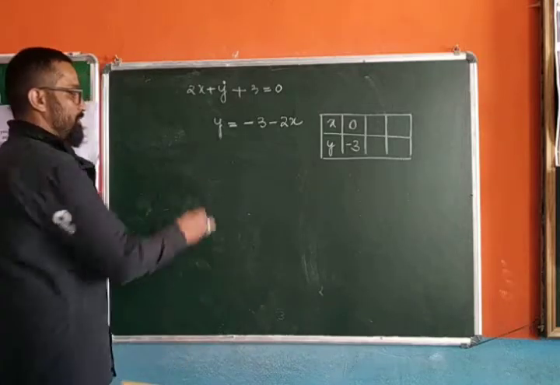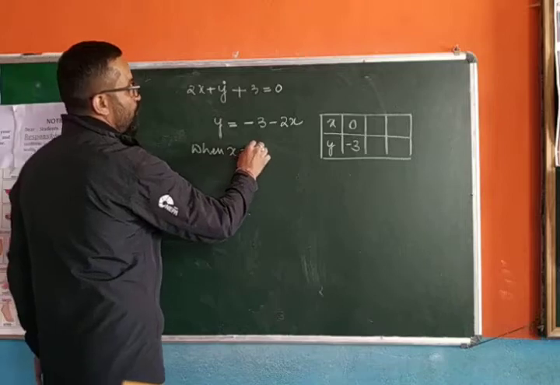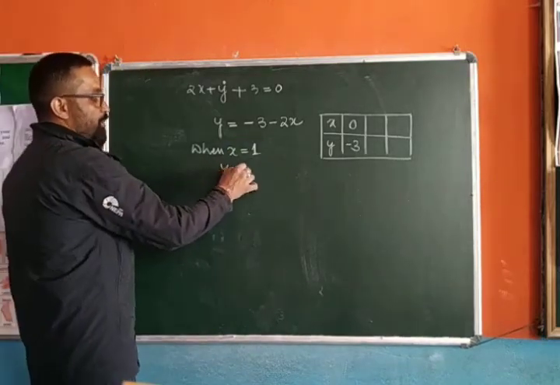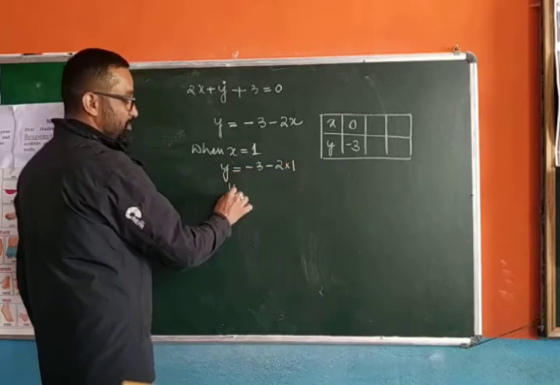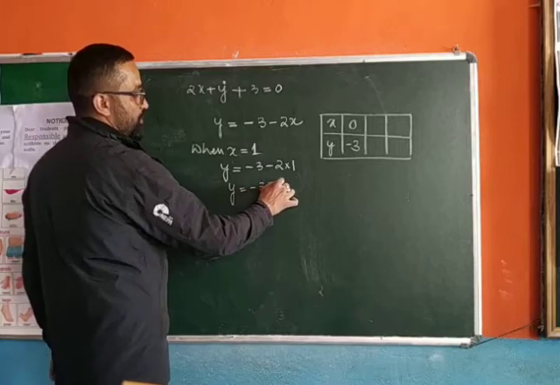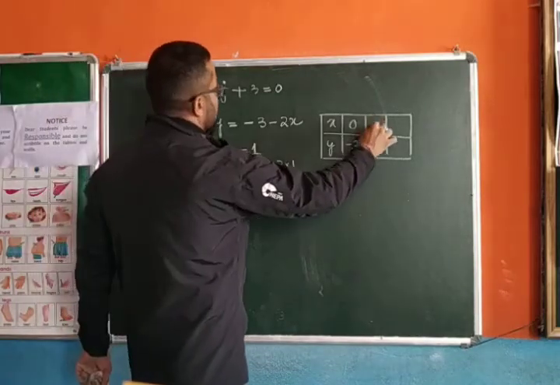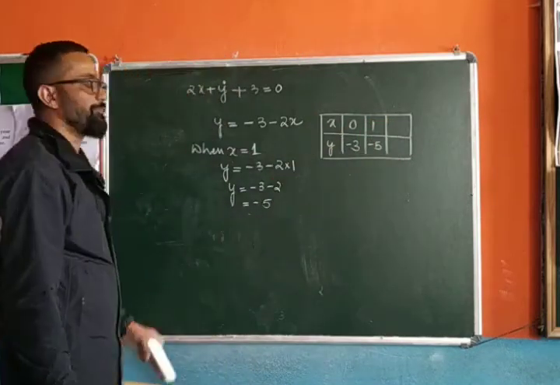Second pair of point, when x is equals to, you take 1. Y is equals to minus 3 minus 2 into 1. Simplified, minus 3 minus 2, minus 5. When we take x as 1, y comes equals to minus 5.